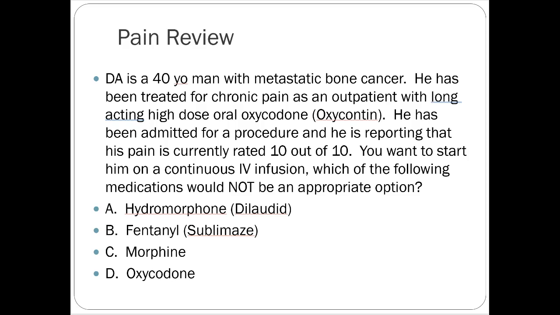So for this question, you're really looking at, do you know which ones don't come IV? That's really all I'm looking for. So hydromorphone, fentanyl, and morphine are all available IV. Oxycodone is only available orally, so that would be the correct choice.